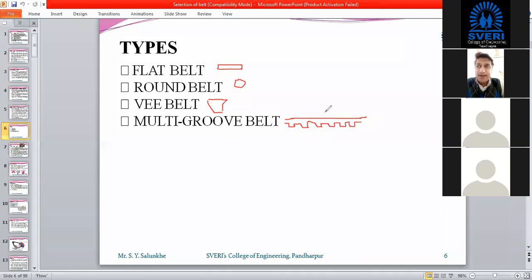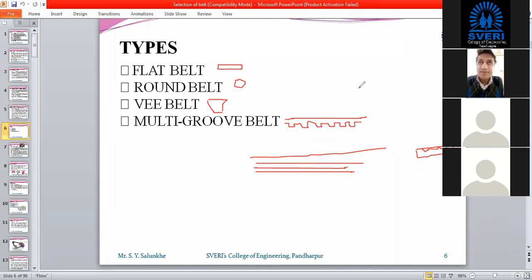Mostly you may find this in the engine for the timing belt, where horizontal grooves are made on that belt. Later on, I'll show a picture and its application. Somebody has written a comment: yes, conveyor belt. Conveyor belt is also of this type, crude belt type.